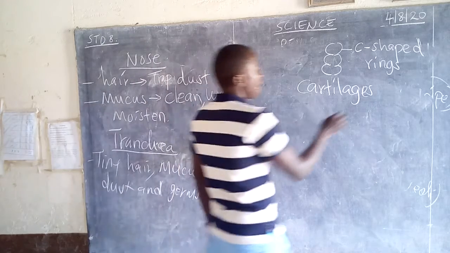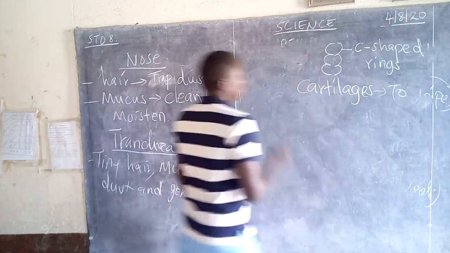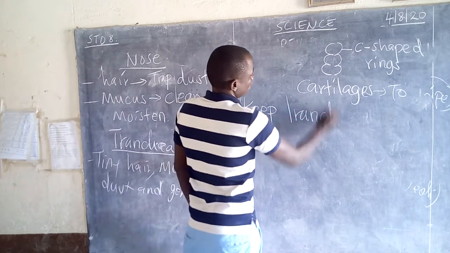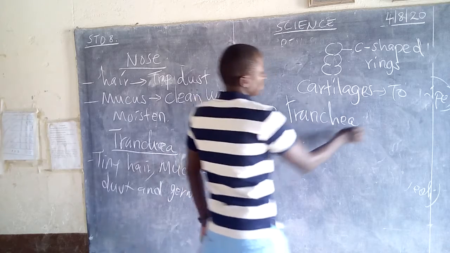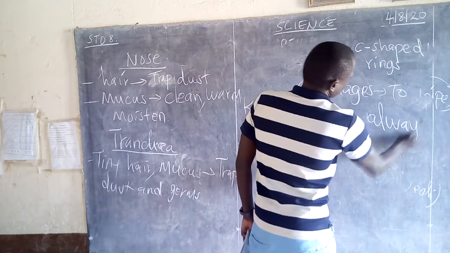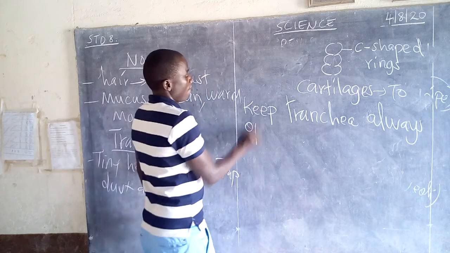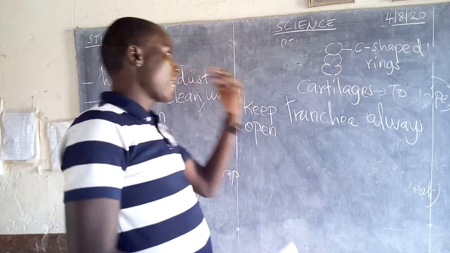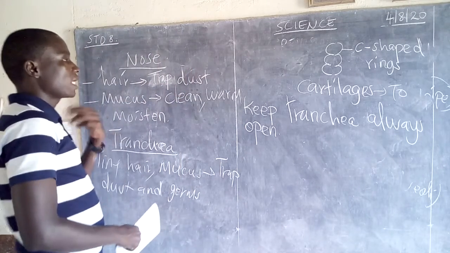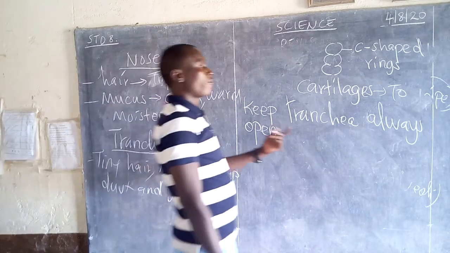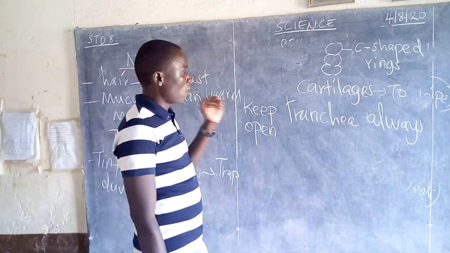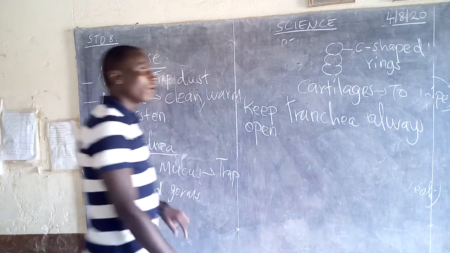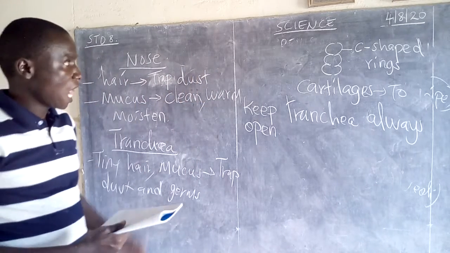These cartilages help to keep the trachea always open. It needs to be open because it's a pipe allowing air to get into our body. Without air in our body, one will suffocate. So to avoid that, the trachea needs to be open throughout. And if you are keeping the trachea open, you are preventing or avoiding what you call collapsing of the trachea.